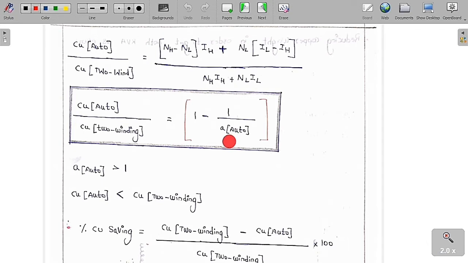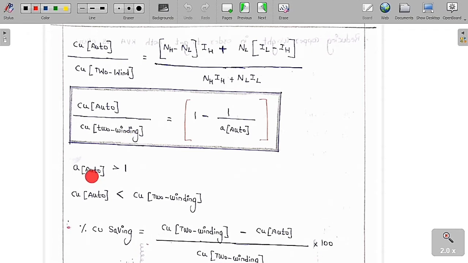Then what is the turns ratio of the auto transformer? See, the turns ratio of the auto transformer is equal to NH by NL. NH is always greater than NL, so therefore this is greater than 1. So the inverse of this is less than 1. Therefore, 1 minus anything less than 1 is lesser than 1, so this overall value is lesser than 1. So you can say the copper weight in the auto transformer is lesser when compared to the copper weight in the two-winding transformer.